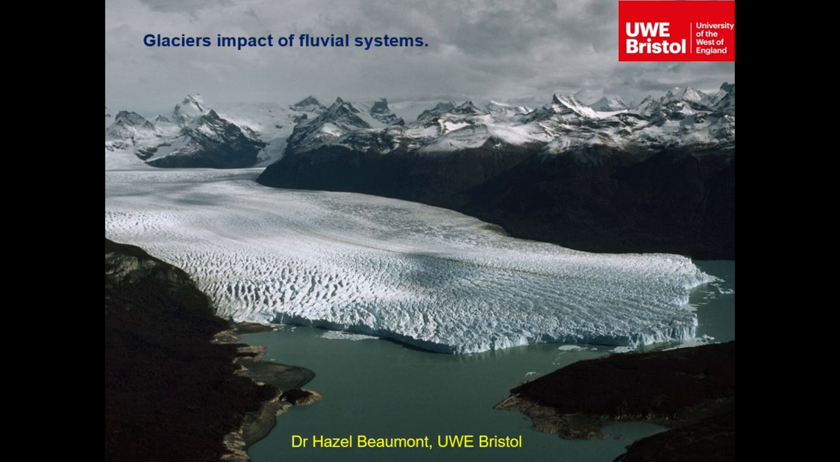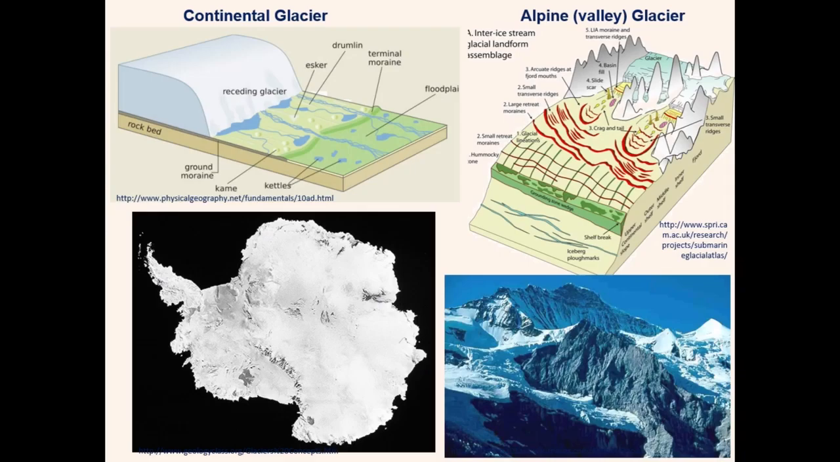I just wanted to talk to you today about how glaciers have impacted mostly the River Thames throughout glacial history, starting at marine isotope stage 12. But what I thought I'd do to start with is just cover the two different types of glaciers, just so that we're all aware. We obviously have the continental glacier and the alpine or valley glacier.